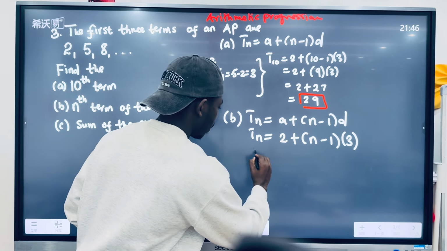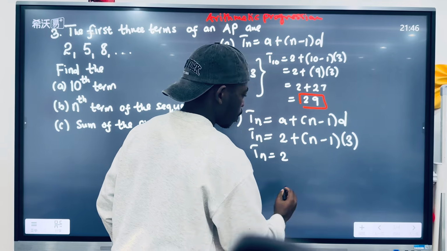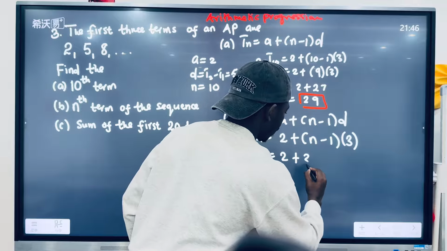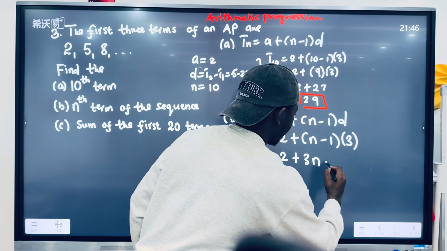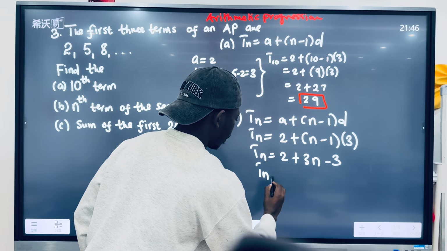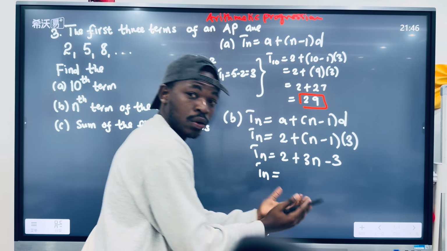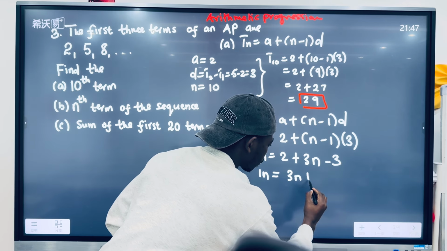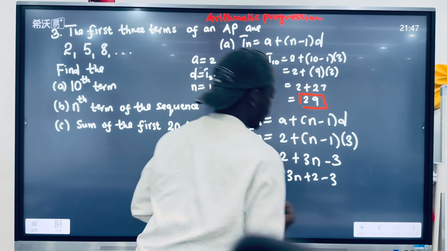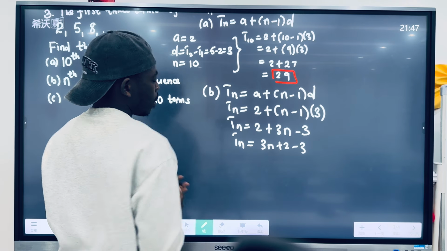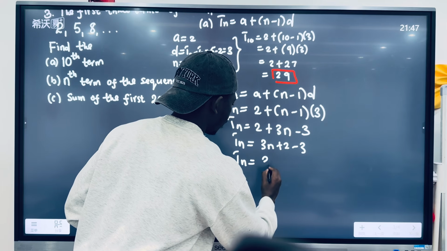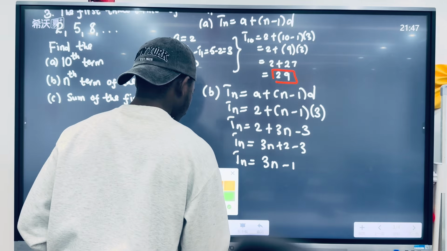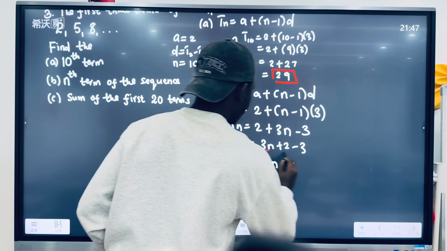Then let's simplify. Tn is equal to 2 plus 3 multiplied by whatever is inside there. So 3 times n is 3n, and 3 times negative 1 is negative 3. I can collect the like terms: 3n is positive, then I bring my positive 2, then my negative 3. So Tn is equal to 3n, and positive 2 minus 3 is negative 1. So this is the formula for the nth term for this particular sequence.